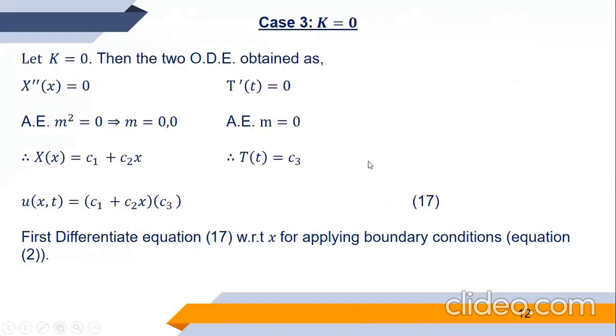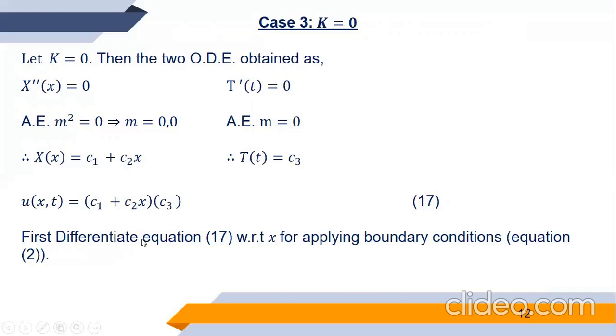Now we consider case 3, k equal to 0. So let k equal to 0, then the two ODEs are obtained as X double dash is 0, T dash is 0. So m is 0 two times, m is 0 one time. So m is 0 two times, so the solution is c1 plus c2x, and m is 0, so the solution T of t is constant. So the general solution of the form when k equal to 0, we write u(x,t) is equal to c1 plus c2x into c3.